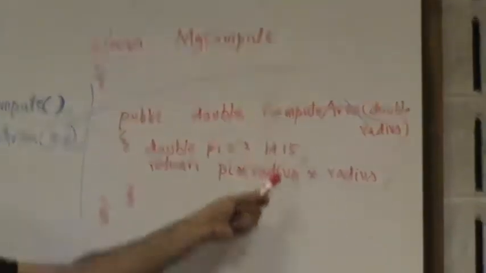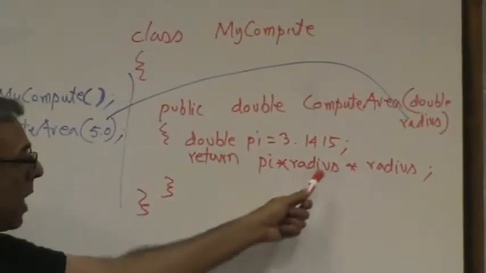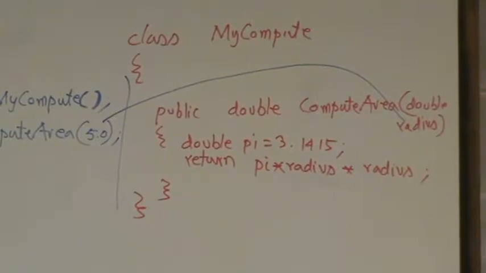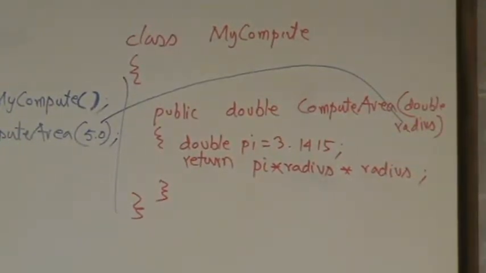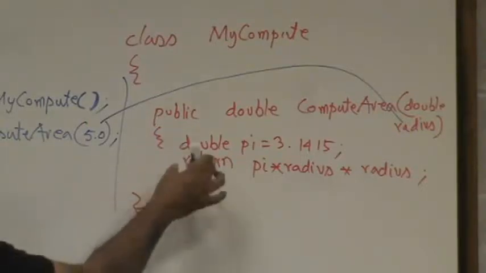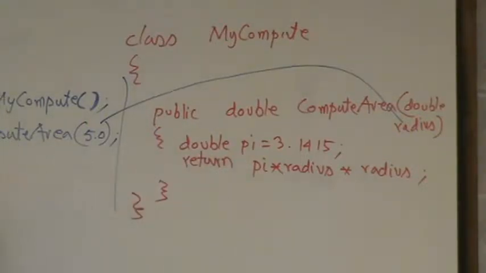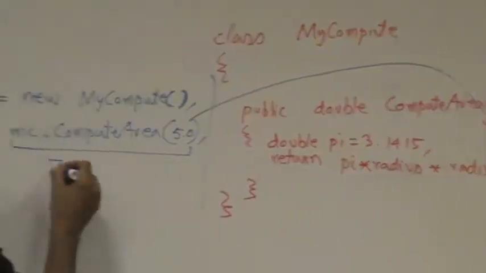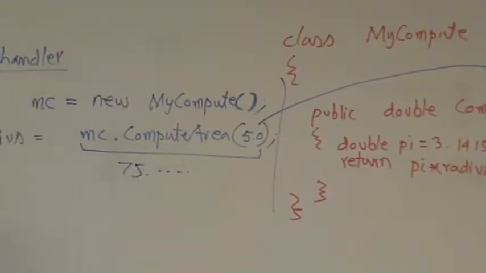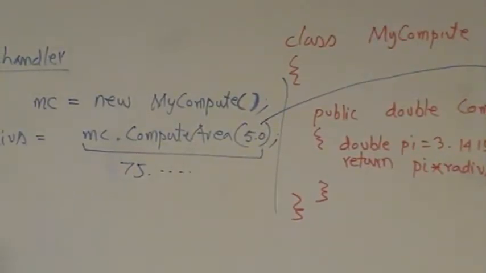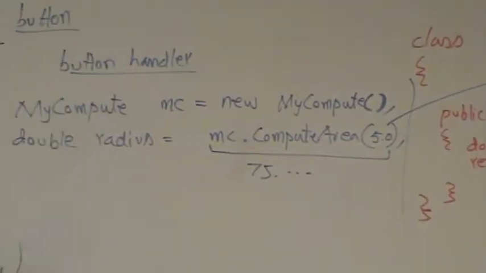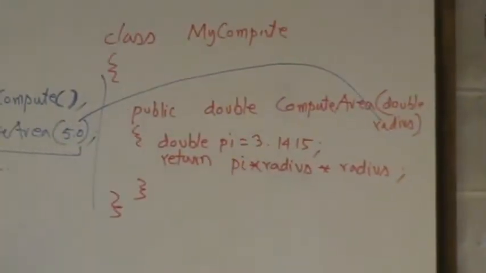Pi times radius, so 3.14 times 5 times 5, 25 times 3, whatever, 76 point something or 75 point something. So whatever that answer comes, as soon as this return comes, this will be replaced by whatever that number is. Okay? And then that number will get stored over here. Everybody agrees? Yes. So how many lines of code did we need to call this function? 2 lines of code, right?